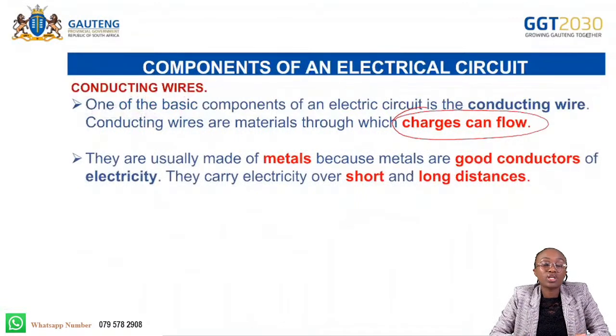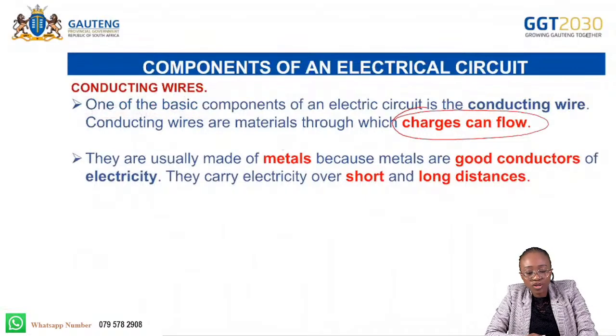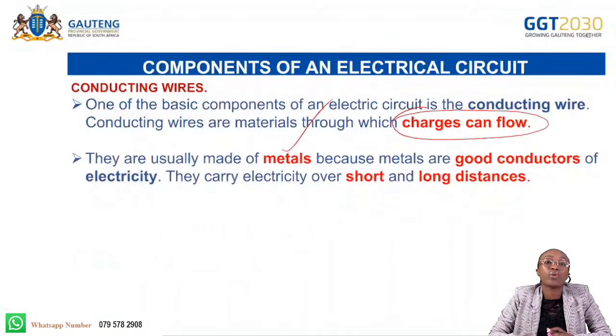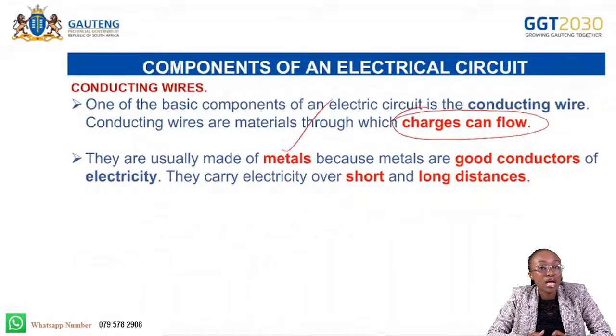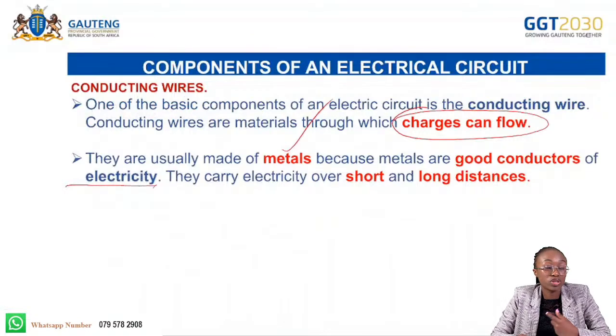So, where do we get them from, or what kind of materials are they? Conducting wires are usually made of metals. Remember when we were learning about different materials? Metals are very good conductors of what? Of electricity. So we use them to make conducting wires, the conducting wires that we use in our electrical circuits.